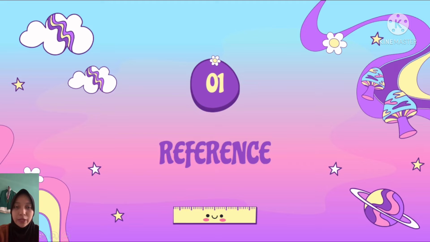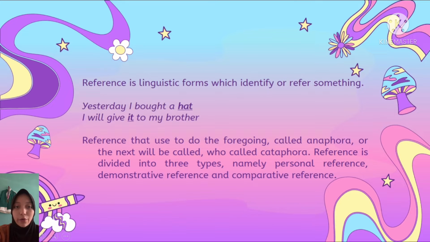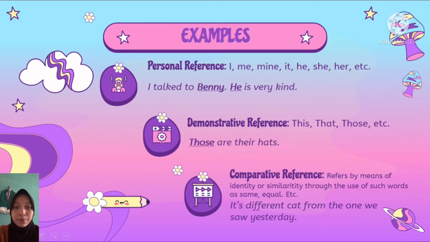First, I will explain about reference. Reference is linguistic forms which identify or refer to something. Yesterday, I bought a hat. I will give it to my brother. It refers to hat. Reference used to refer to the foregoing is called anaphora, and to the next is called cataphora. Reference is divided into three types, namely personal reference, demonstrative reference, and comparative reference.